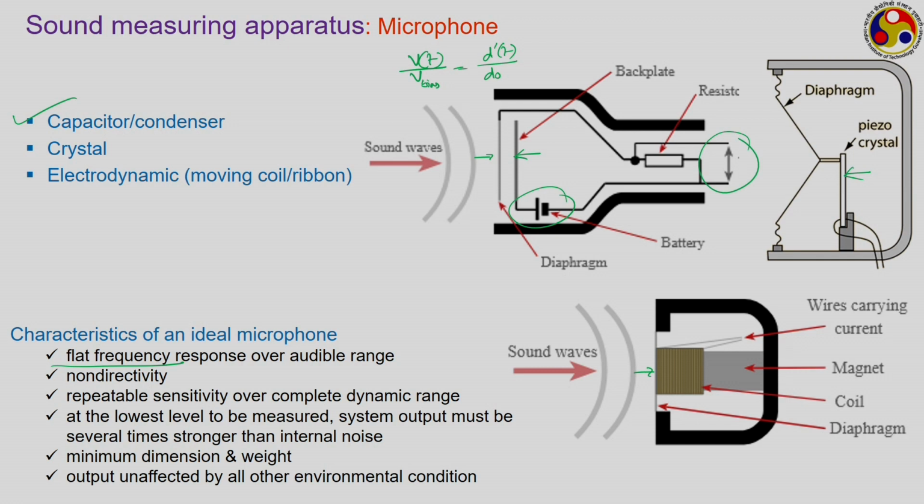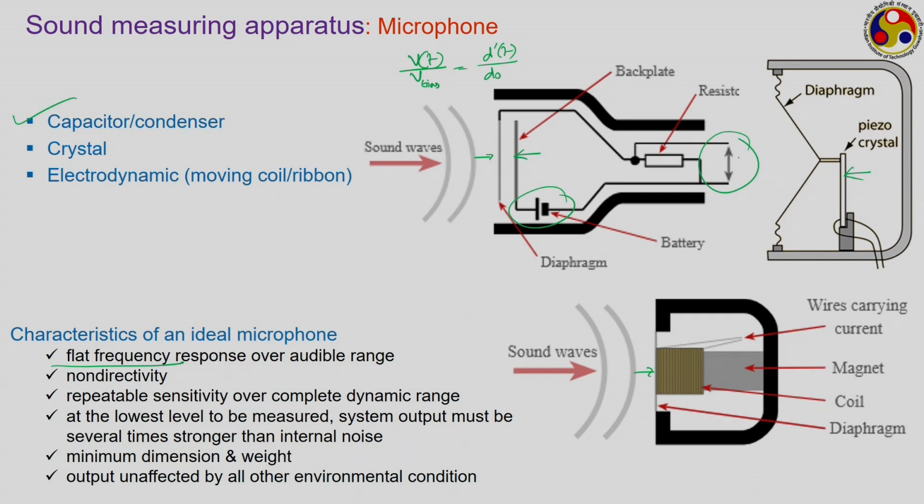However, the problem with this capacitor type is, like any capacitance based instrument, they are sensitive to changes in pressure and surrounding temperature, and they are also relatively fragile compared to the other two. High polarizing voltage is required. The requirement of this battery, this active power source, is one of the biggest disadvantages.